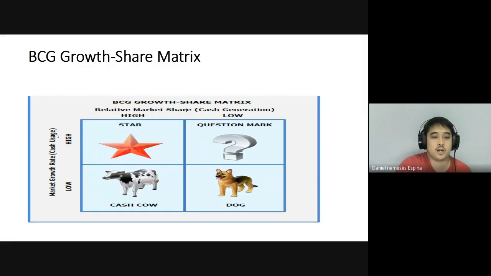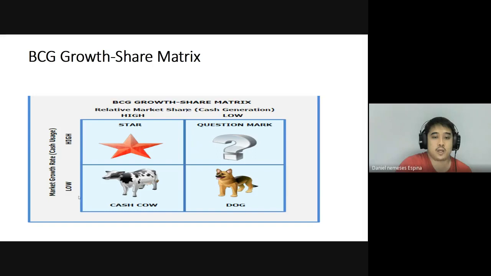So high market share, high growth rate, it is a star. If it has a low market share but high growth rate, it's the question mark. If it has a low growth rate and high market share, it is a cash cow. And if it has a low market growth and low market share, it belongs to the dog symbol. So what to do with the dog? We have to sell it or stop its operations.